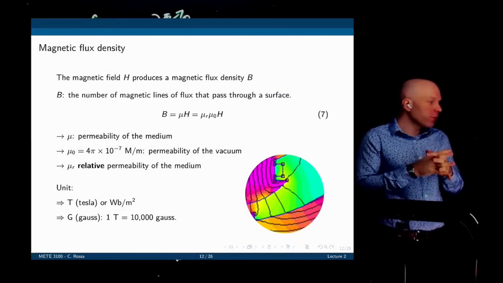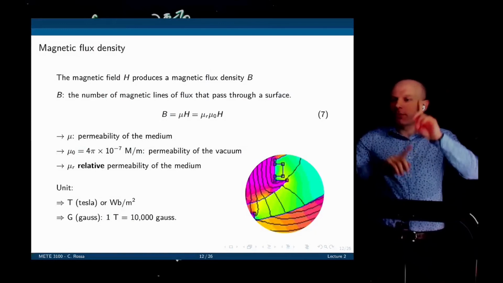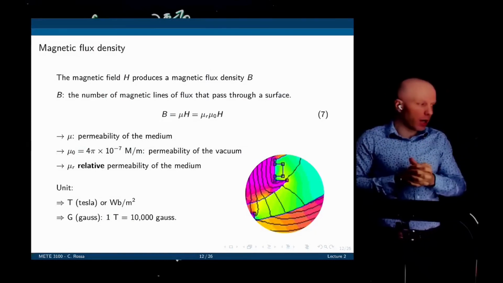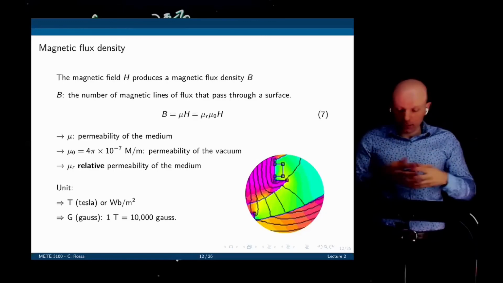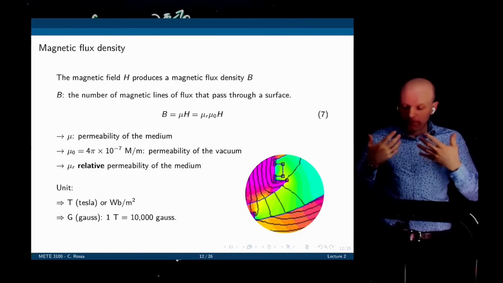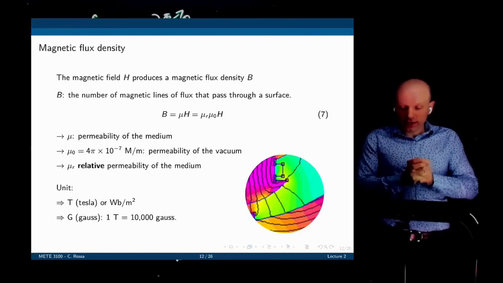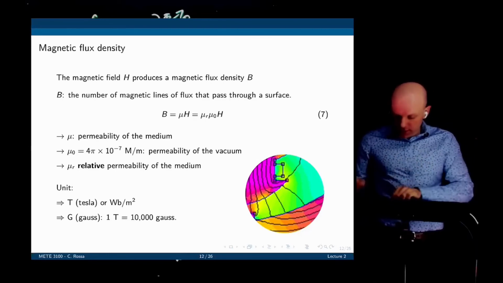For example, we can think about a current density in a wire. You take a current, how many current lines are passing through that wire, and divide that by the area, and that gives the current density. Here it is the same. We have a magnetic flux density, which is the number of magnetic lines of flux that pass through a surface. And this is given here.